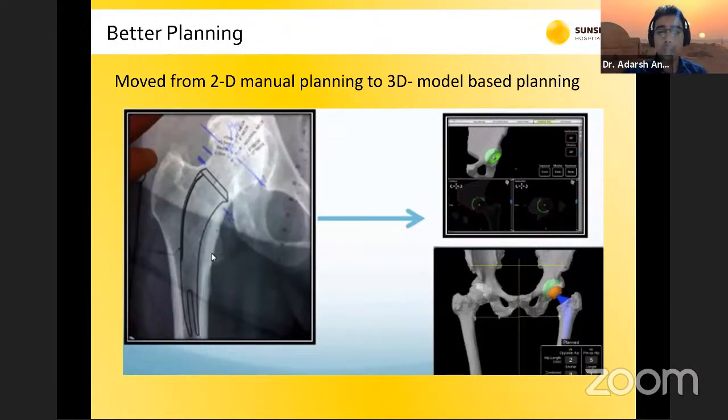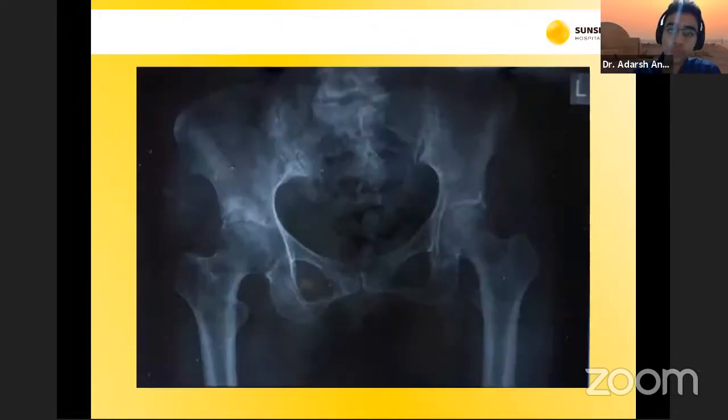So we know that templating is very, very important in hip replacement surgery, but here we're going one up because we're moving from 2D manual planning to 3D model-based planning. So instead of taking a 2D reconstruction of a 3D joint, we actually have the 3D joint in front of us. Okay, I'll give an example of a fairly simple, straightforward right hip replacement, just to show the different steps that we have to go through.